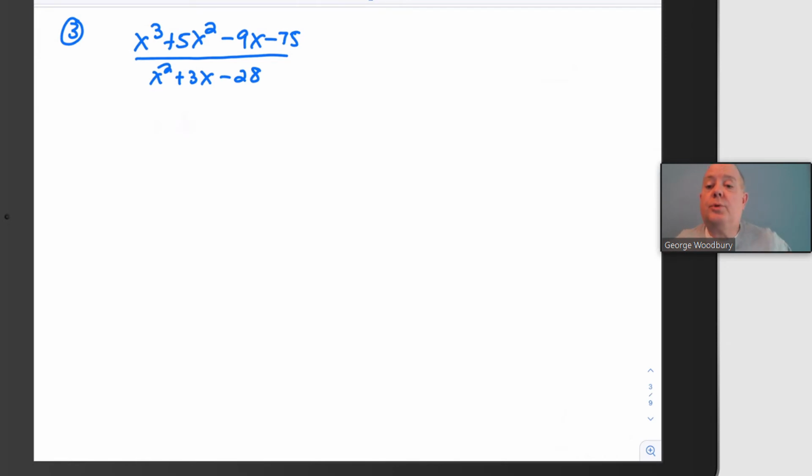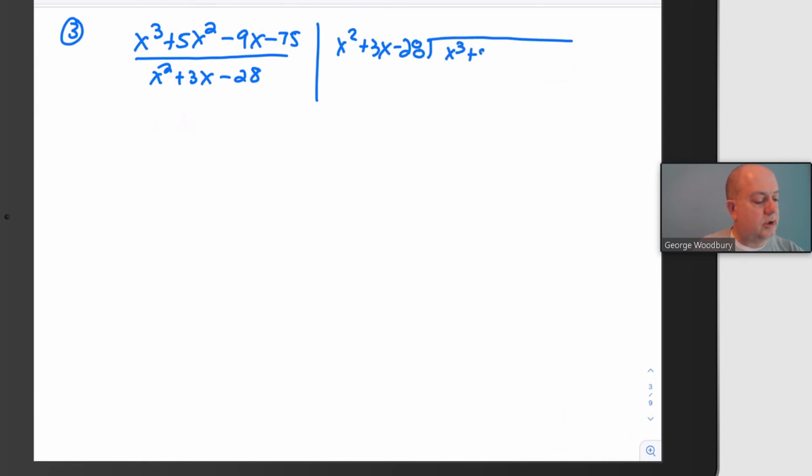Now here in problem 3, we have a numerator of degree 3, but a denominator of degree 2. So we need to begin by doing long division to figure out what the quotient is, and then use partial fraction decomposition on the remainder part. So, a little long division. We're going to divide x squared plus 3x minus 28 into x cubed plus 5x squared minus 9x minus 75.